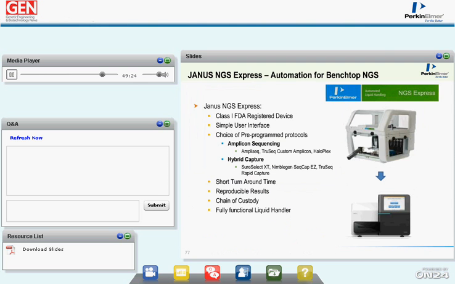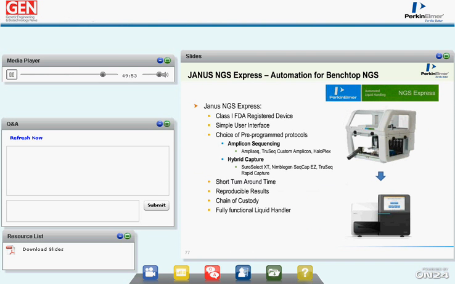The Janus NGS Express was developed to provide automated sample preparation for the specific needs of a benchtop sequencer. The NGS Express supports all commercial sequencers and reagent kits, providing simple-to-use pre-programmed protocols for multiplexed amplicon panels. These include the Ion Torrent AmpliSeq, Illumina TruSeq Custom Amplicon, and Agilent HaloPlex. It also supports more complex hybridization-based panels that allow coverage of up to a whole exome using technologies like Agilent SureSelect, NimbleGen SeqCap EZ, and Illumina Nextera Rapid Capture.